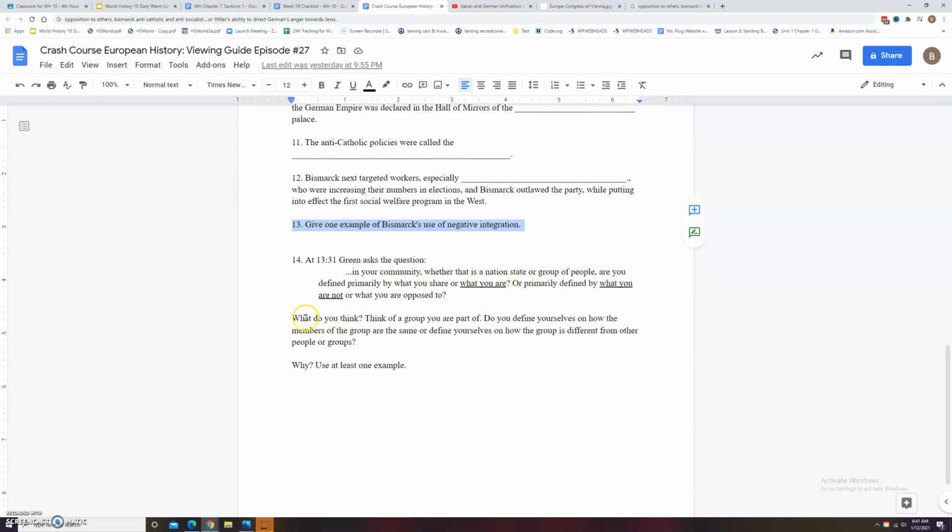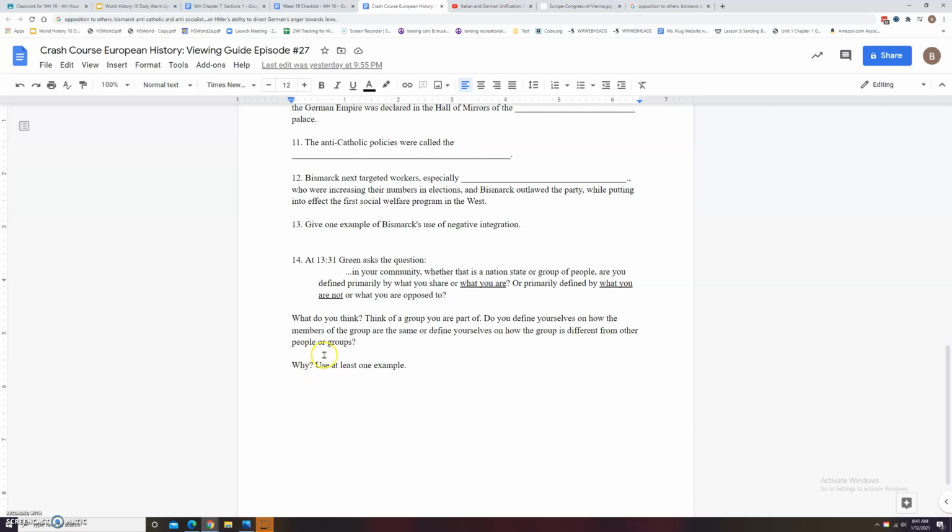So I want you to take this onto a personal level. Think of a group that you're a part of. How do you think of yourself? Do you define yourself by how the members of the group are the same, or by how the group is different from other people or groups? Again, this could be a group of 10 people, 10,000 people, 10 million, 100 million, maybe even 1 billion people. But tell me what group you're part of, and why do you define yourself that way?